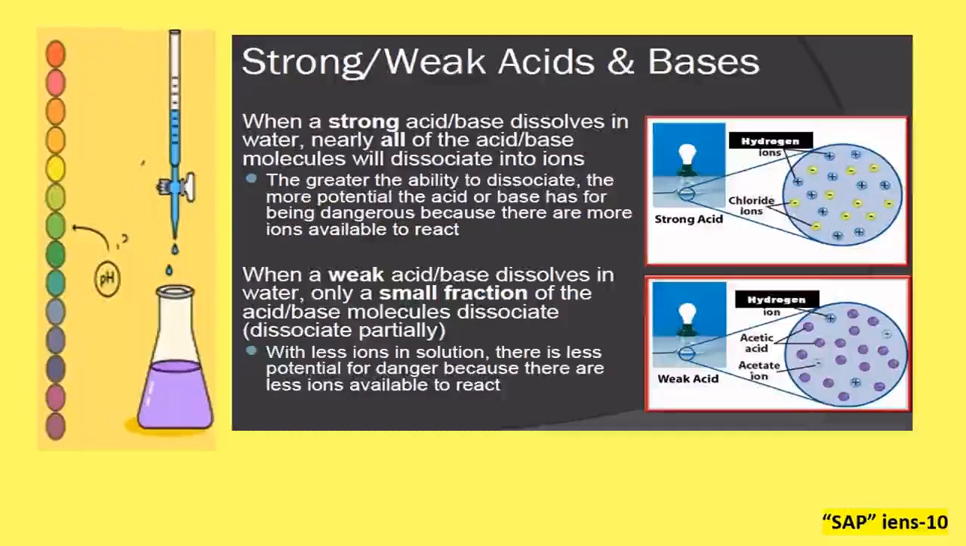Strong or weak acids and bases. When a strong acid or base dissolves in water, nearly all the acid or base molecules will dissociate into ions. The greater the ability to dissociate, the more potential the acid or base has for being dangerous because there are more ions available to react.